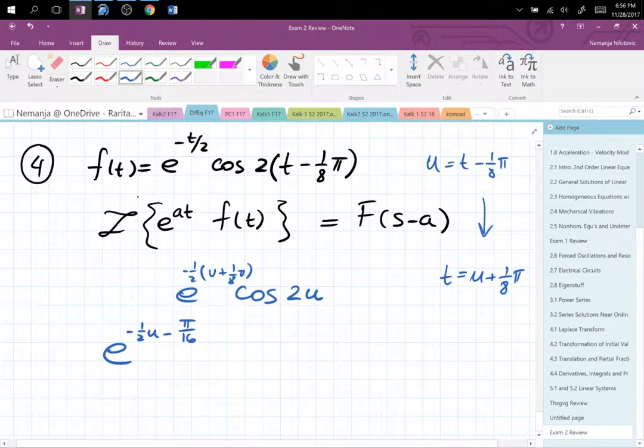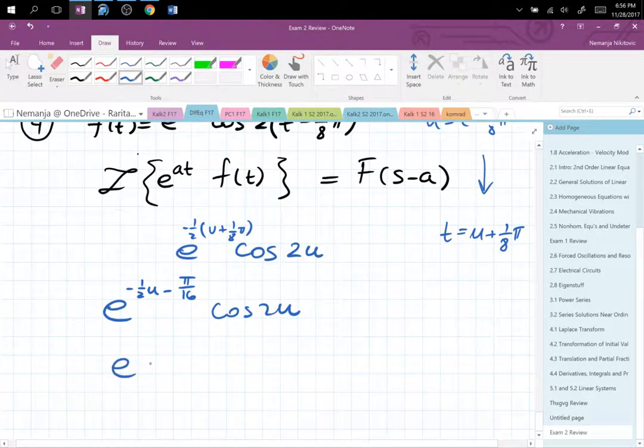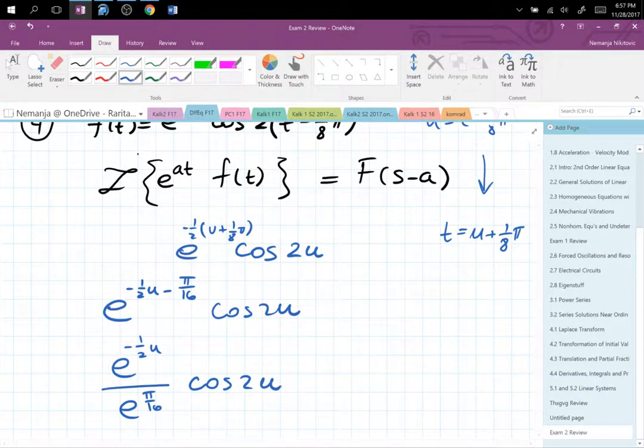And if you paid attention in algebra, this is e to the negative 1/2 u divided by e to the pi over 16, right? Because that minus splits into two e's, and this one has a negative exponent, so you can kick it downstairs, times cosine 2u. So now, this u is just a time that is shifted. It's not a big deal, right?